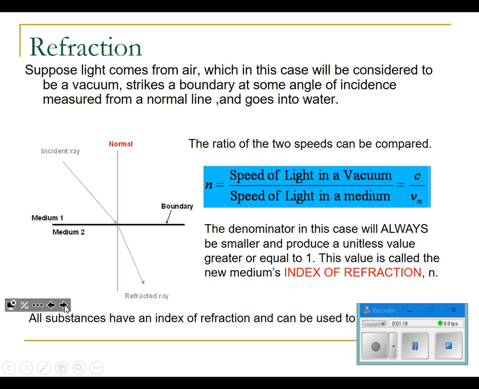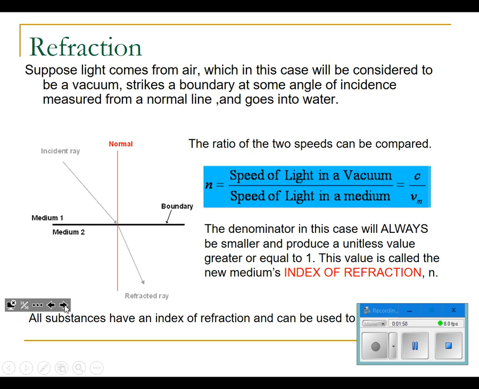So suppose light comes from air, which in this case will be considered a vacuum as well, because its index of refraction is 1, and we'll get to that in just a minute. And it strikes a boundary at some angle of incidence measured from the normal line. Remember how we measure our angles? Always from the normal line. And this is like a plane mirror in the fact that the normal line is always going to be drawn perpendicular to the interface between the two mediums. And let's say it's going to go into water. So water is going to be medium 2 and the vacuum is going to be medium 1.